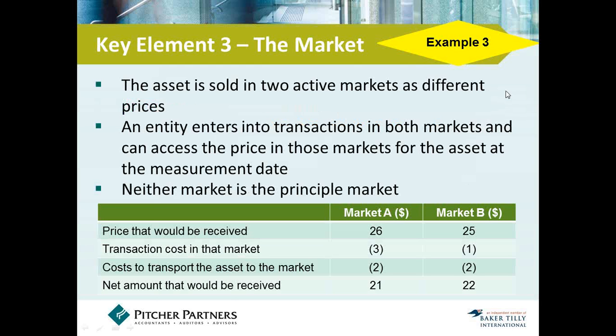Let's look at another example, example 3, about the market. Let's say the asset is sold in 2 active markets at different prices. An entity enters into transactions in both markets and can assess the price in those markets for the asset at the measurement date. Neither market is the principal market, so there's no way, based on volume of transactions, to come up with a principal market. So how do we decide which one we're going to look at? You look at market A, you look at market B, there's the price, transaction cost, the cost to transport, and the net amount you would receive.